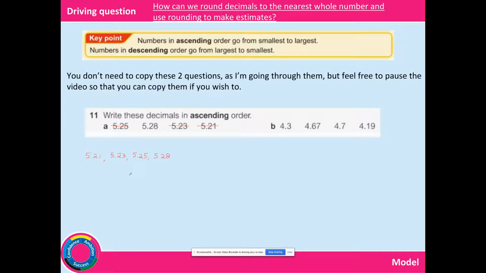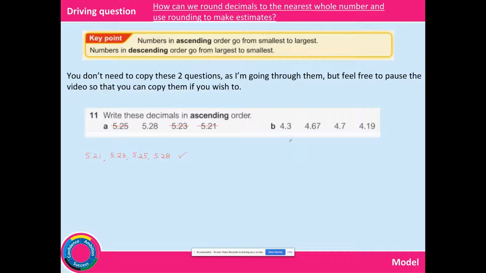Now, before I finish that question, I just want to have a little check. I know that I've got 5 in the ones column for all the numbers, and I know that I've got 2 tenths for all of the numbers. So I'm just going to check that my hundredths are in ascending order, smallest to biggest. So I've got 1 here, 3 here, 5 here, 8 here. All done, all good.